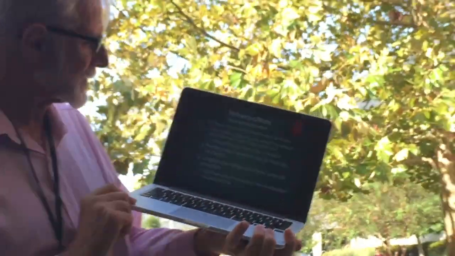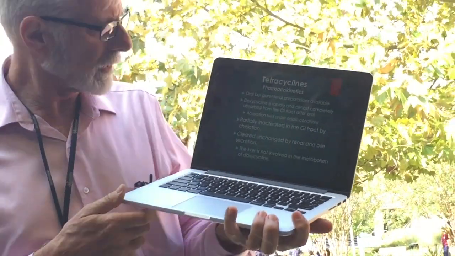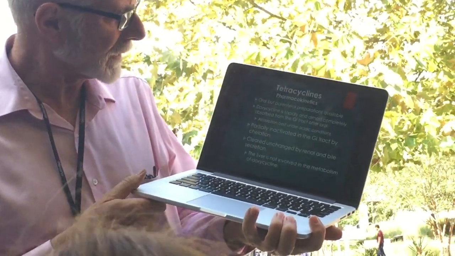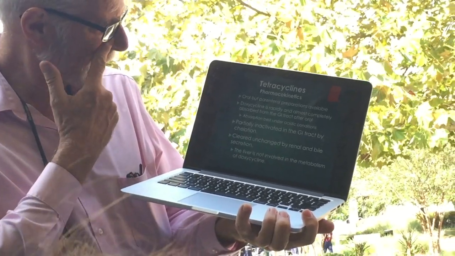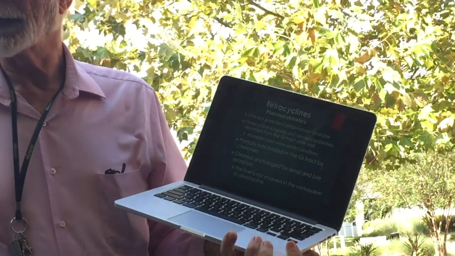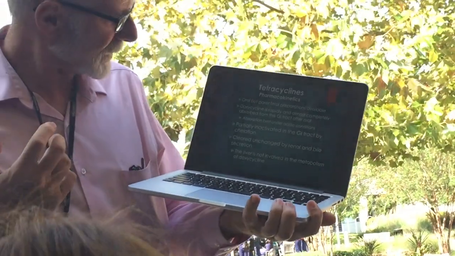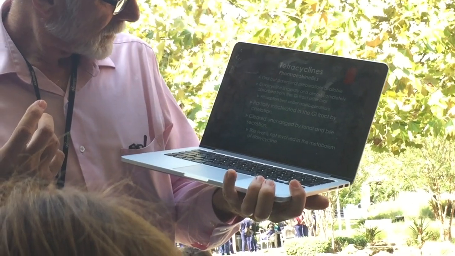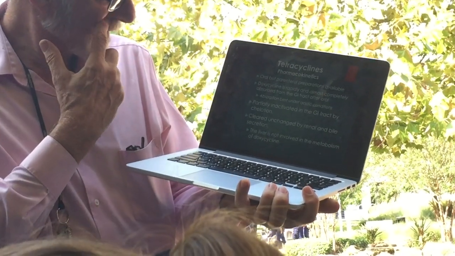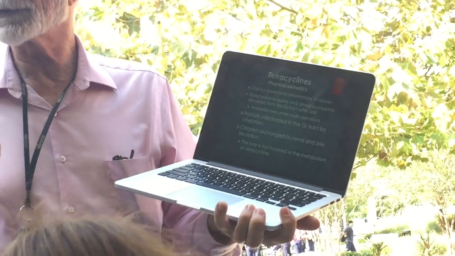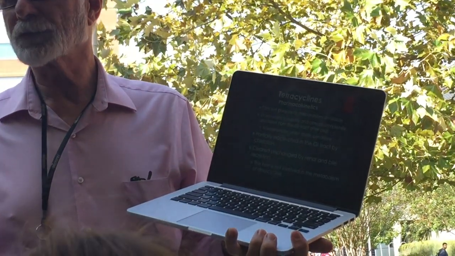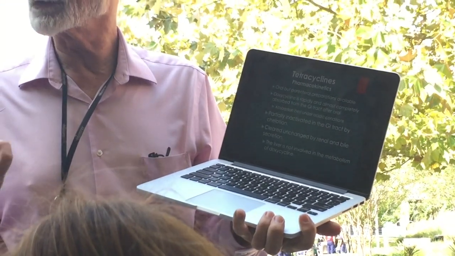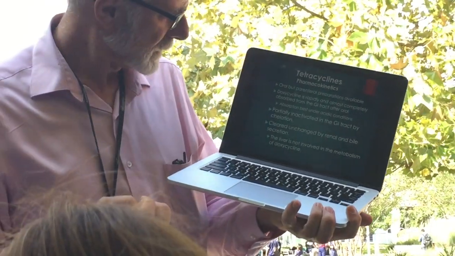Oral and parenteral preparations are available, so usually it's given orally. Doxycycline is rapidly and almost completely absorbed from the GI tract after oral administration, and it is absorbed best under acidic conditions. Partially inactivated in the GI tract by chelation, and we'll talk about chelation as a way that tetracycline becomes insoluble and cannot be absorbed. So even though you're not taking it with something that causes chelation, you can still get some in the gastrointestinal tract.